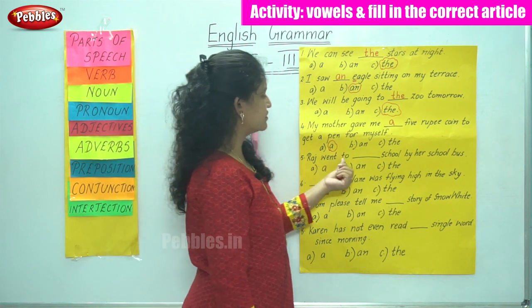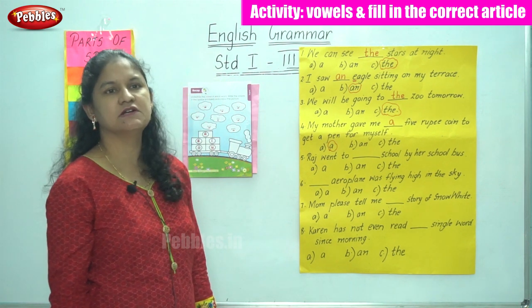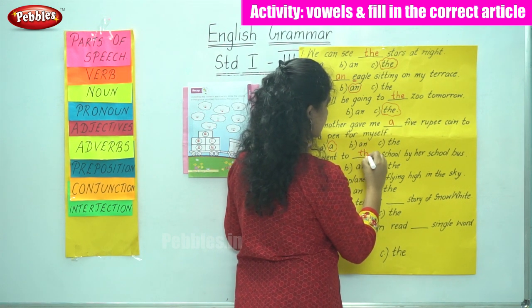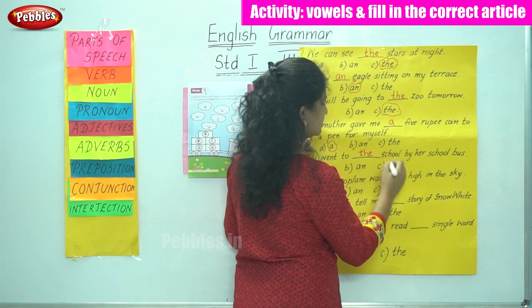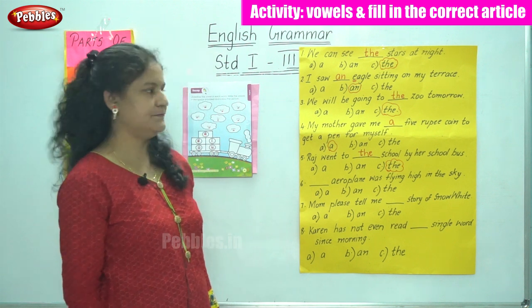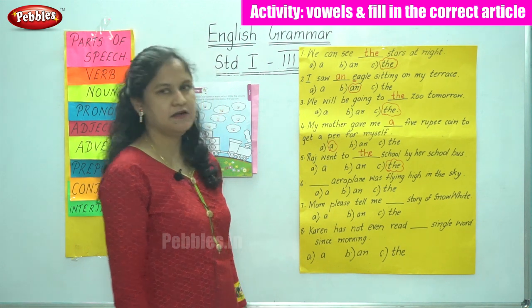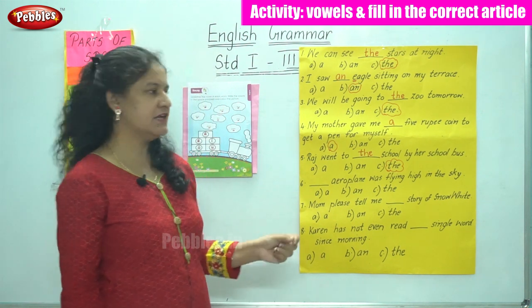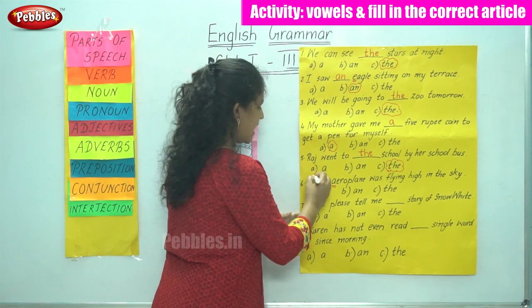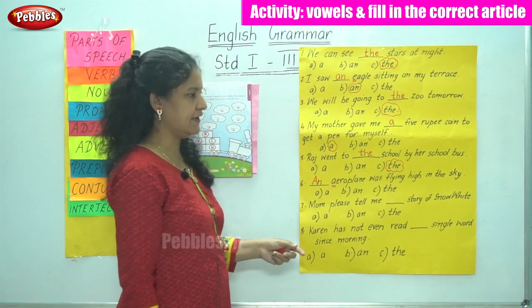Next, Raj went to dash school by a school bus. So Raj went to the school. So I use the article the. Raj went to the school by a school bus. The next sentence is dash aeroplane was flying in the sky. So the word aeroplane begins with the alphabet A, which is a vowel. So I use the article an. An aeroplane was flying high in the sky.